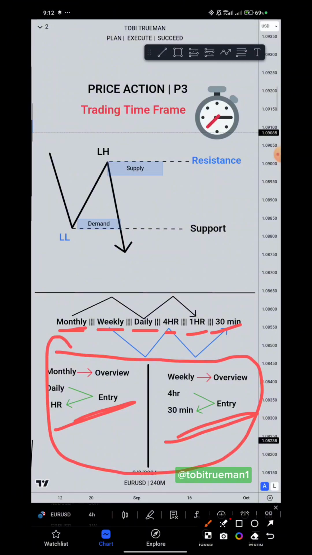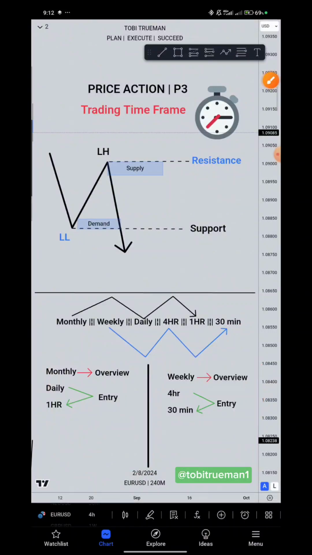Okay, you are not restricted to any one, but to save stress and all of those things, we prefer to just go with the weekly for overview of general markets, then the 4 hour and 30 minutes for my entry. That is how I trade.